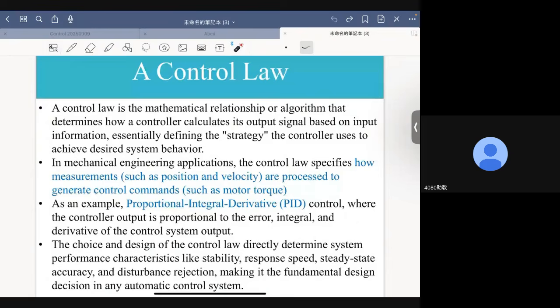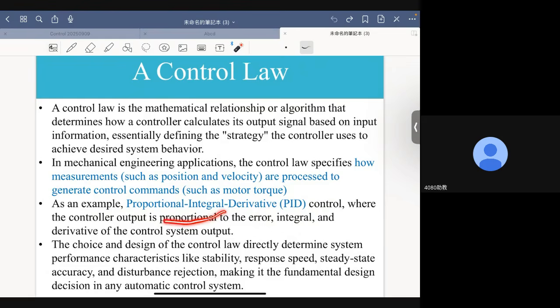Now, for example, there is one very popular controller, which is called a PID controller. Now, what is a PID controller? It basically consists of three components. The first component is that the controller output of this part is proportional to the output error. The larger the output error, the more corrective action I will apply. That makes sense, right?